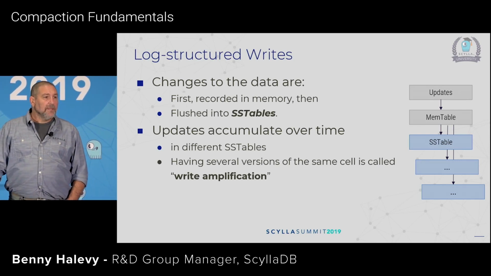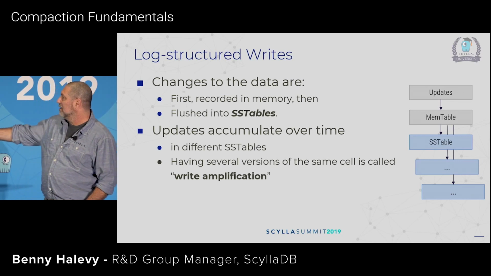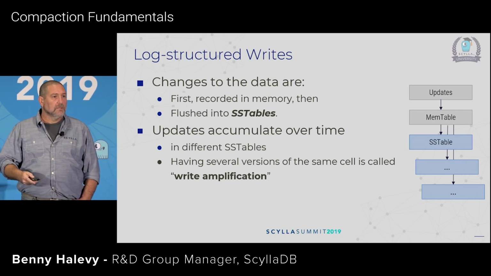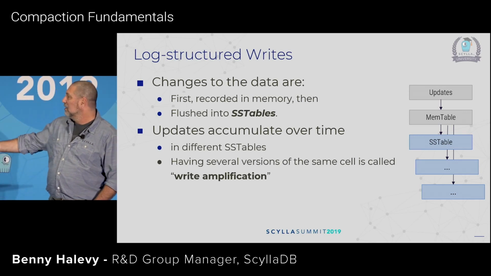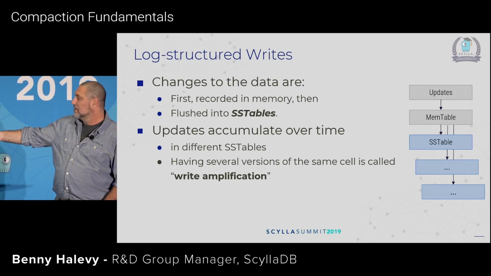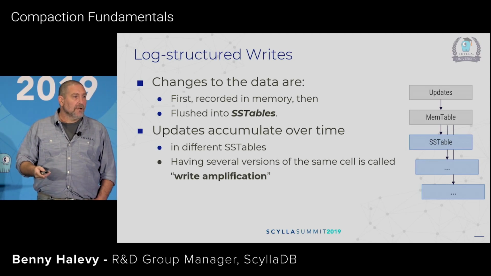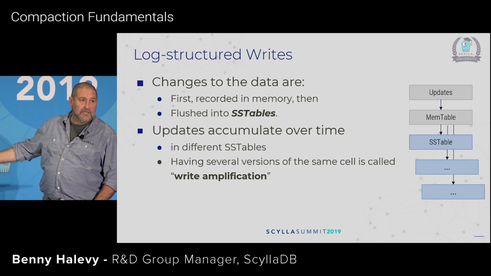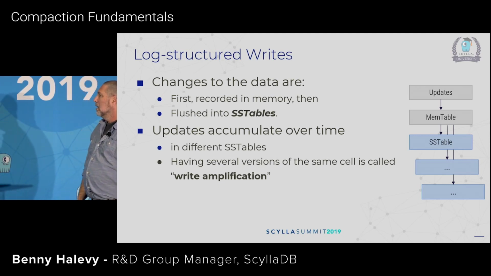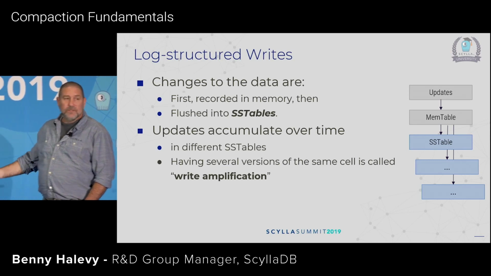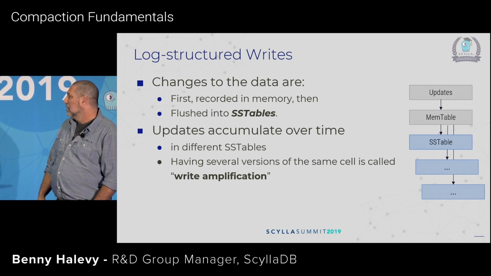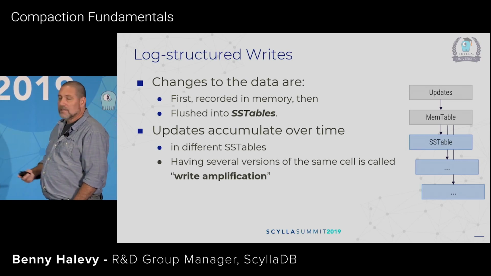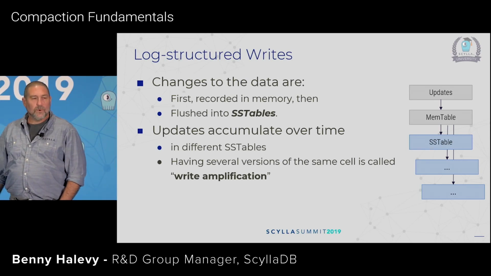And then updates to the data accumulate over time across these SSTables. So say we wrote, I don't know, A to some cell. It will be recorded into one SSTable. And then at a later time, we write B. Then we may have a write of A in this SSTable and a write of B in another SSTable. And we need to take that into account. Now, having several versions of the same cell being stored is called write amplification.